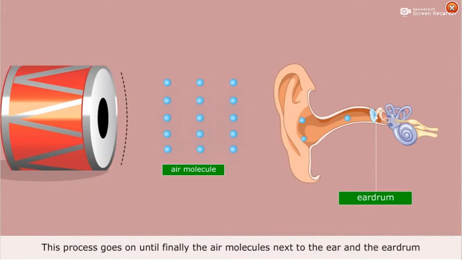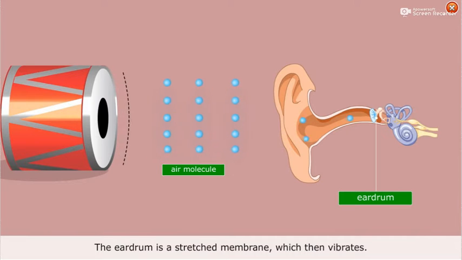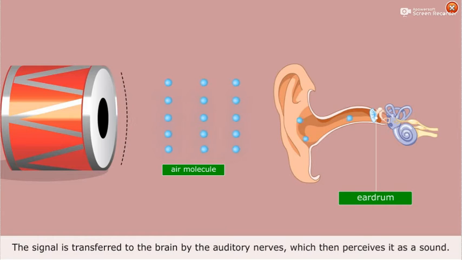This process goes on until finally the air molecules next to the ear and the eardrum inside the ear oscillate back and forth. The eardrum is a stretched membrane which then vibrates. The signal is transferred to the brain by the auditory nerves, which then perceives it as a sound.